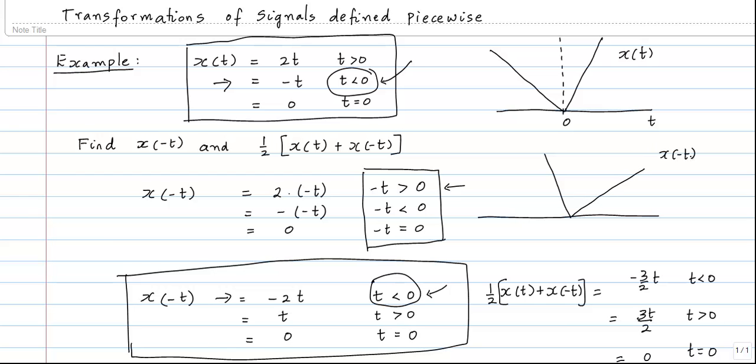And really, if I were to write an expression for this, x of negative t is equal to t for positive values of t, and it's negative 2t for negative values of t. So similarly here, this is negative t and this is 2t and this is 0. So when I add them up together, I get 3t for t greater than 0 and negative 3t for t less than 0, and half of that is 3t over 2 or negative 3t over 2. Okay.